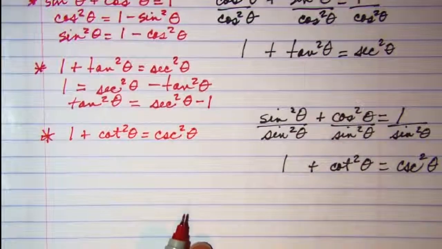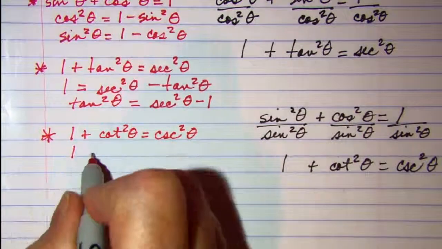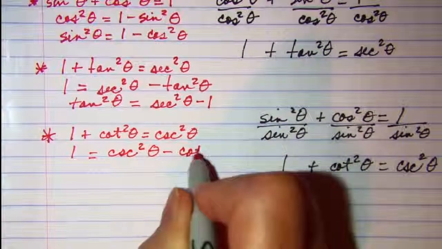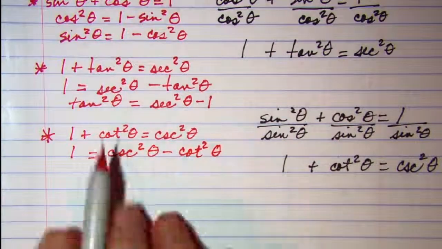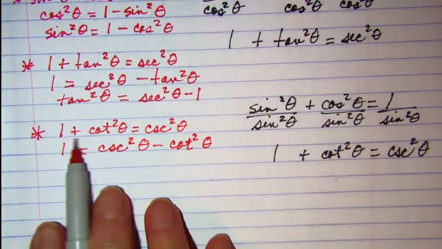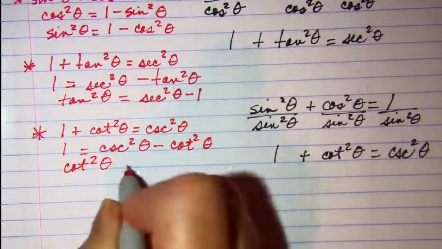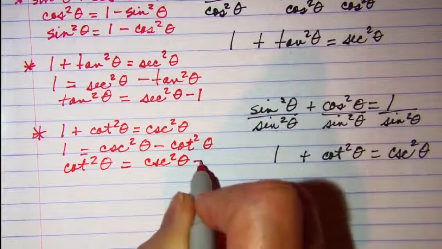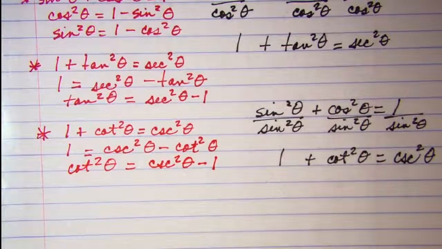So I could subtract cotangent squared from both sides, or I could subtract a 1 from both sides. So those are the Pythagorean identities.